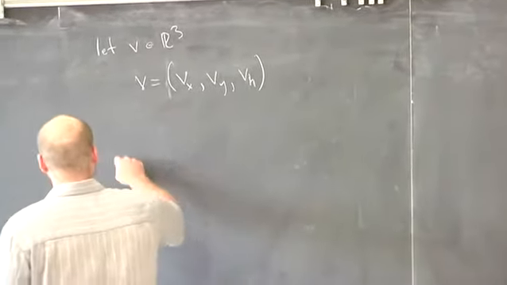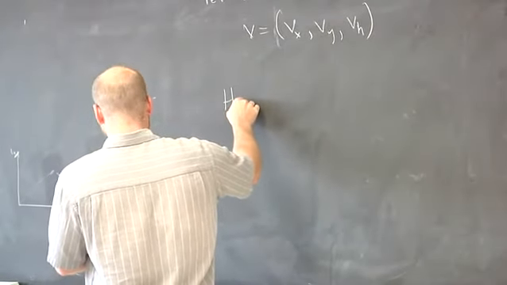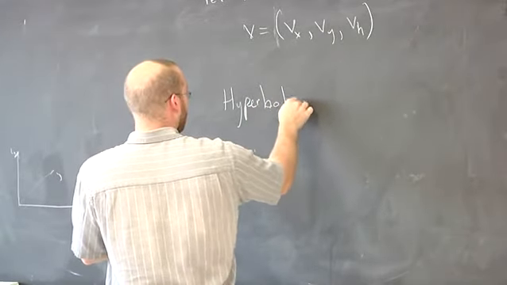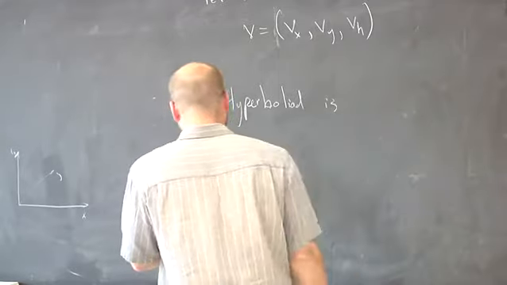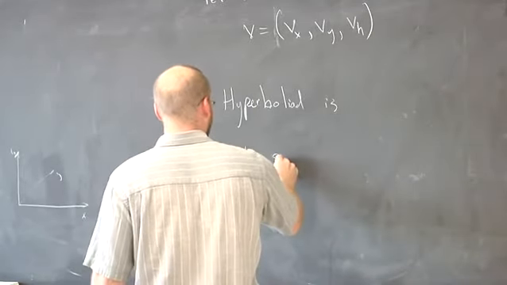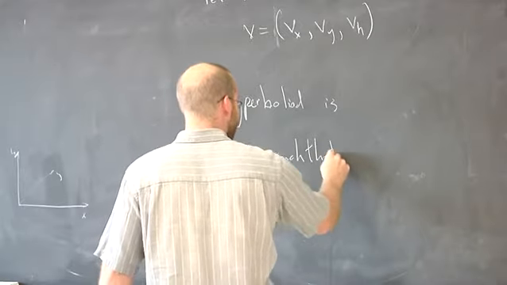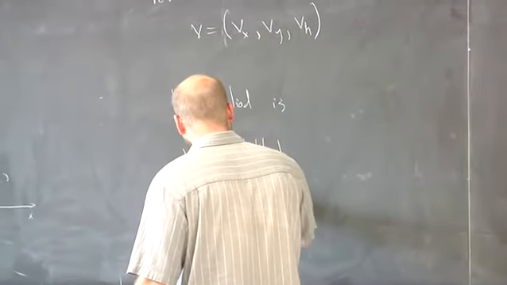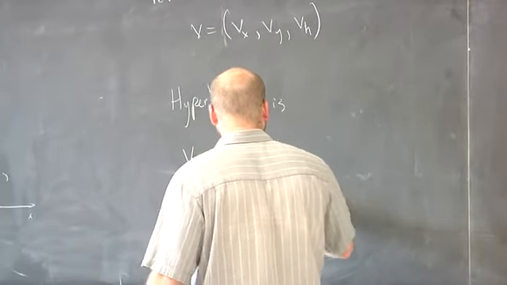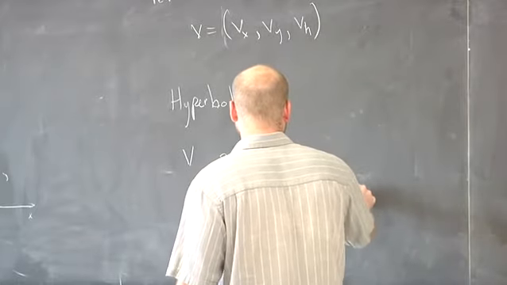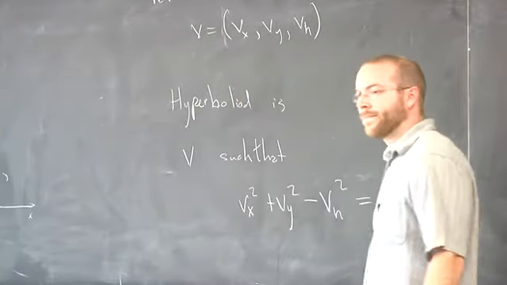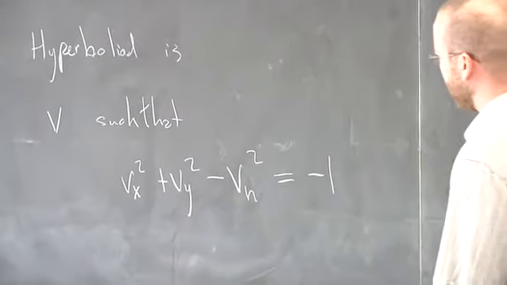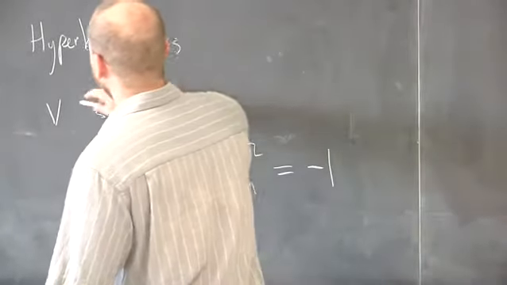Now, I'm going to build the hyperboloid now. So the hyperboloid is the V's such that if I look at Vx squared plus Vy squared minus Vh squared equaling minus 1. Okay? And in particular, I want the upper sheet, let's say.